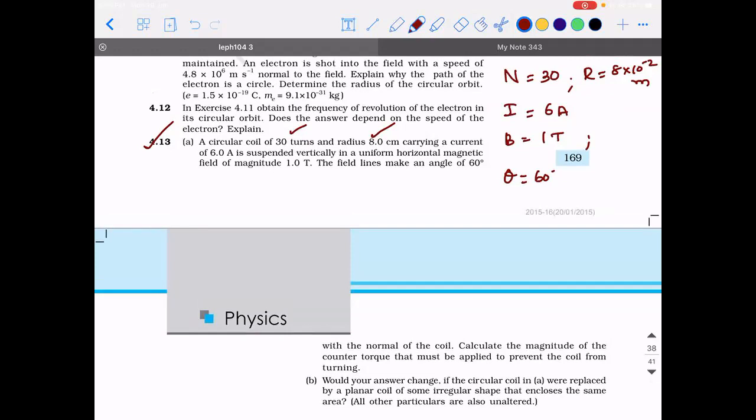They're unnecessarily confusing with one term, that is the counter torque. They're indirectly asking what is the torque that this coil is going to experience. So what is it going to be? Torque is equal to NIAB sine theta. N is 30, I is 6. Area is pi r square, pi into 8 into 10 power minus 2 the whole square, into sine theta, that is root 3 by 2. Calculate the value, that is going to be the torque.